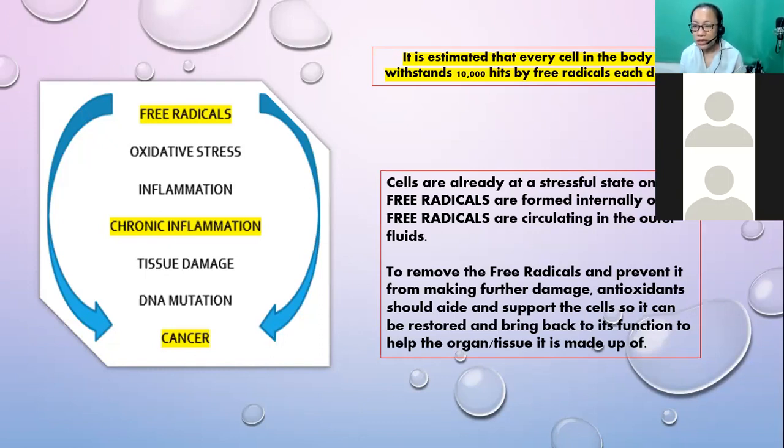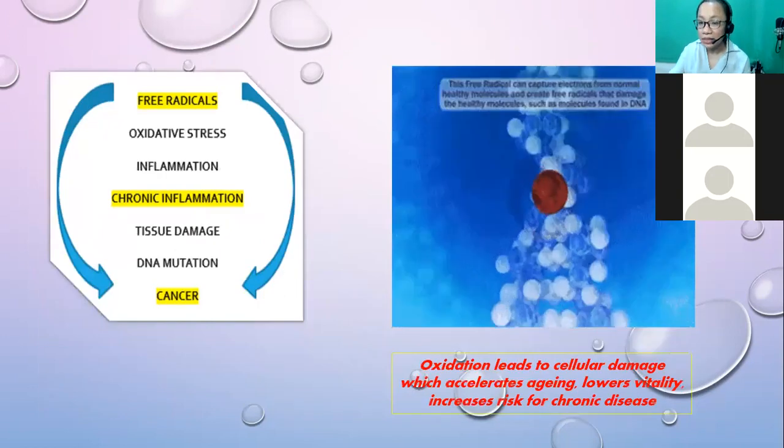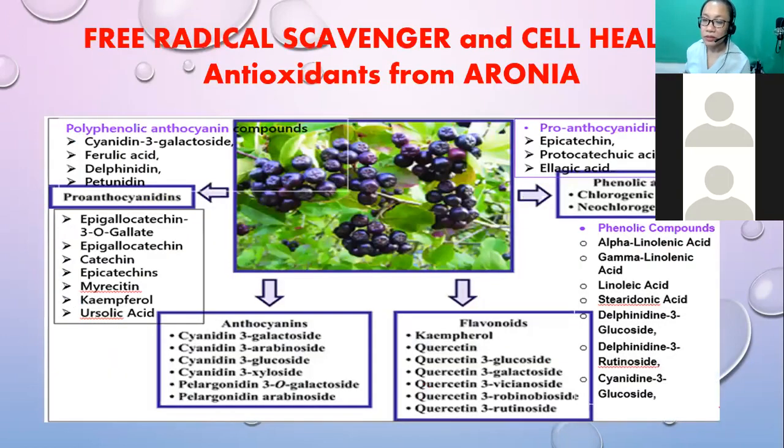So to remove the free radicals and prevent it from making further damage, antioxidants should aid and support the cells so it can be restored and bring back to its function to help the organ or tissue it is made up of. So ang panlaban talaga natin ng free radical is antioxidants. Now in this particular product, we have a product that is made up of pure antioxidants, and that is the product we source from Aronia melanocarpa. And these are the different antioxidant components of aronia.